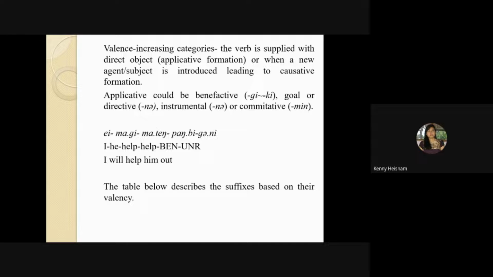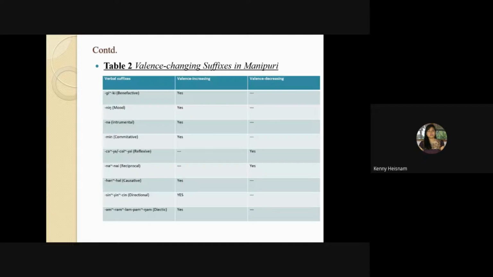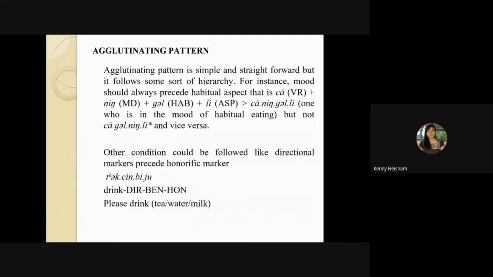So the table below describes the suffixes based on their valency. So these are the valence increasing and valence decreasing categories. Gi and ki come under the valence increasing category. Mood also comes under the valence increasing category. Instrumental also comes under the valence increasing category. Commutative comes under the valence increasing category. The reflexive and reciprocals come under the valence decreasing category. Causative, directional, and diacritics come under the valence increasing categories, and so on.